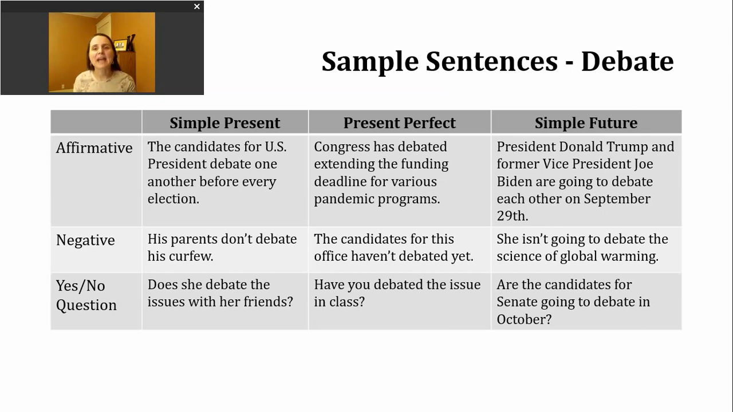Finally, if I want to ask a yes or no question in the simple future, I'm going to start with a present form of be, then I'll have my subject, and then going to and the base verb. Here's an example sentence. Are the candidates for Senate going to debate in October?